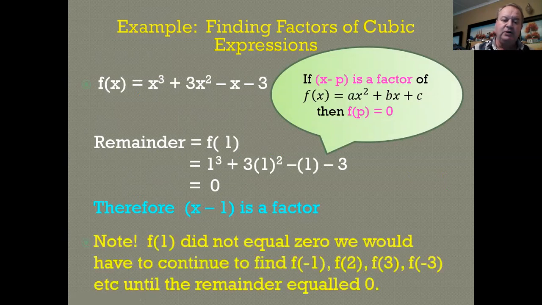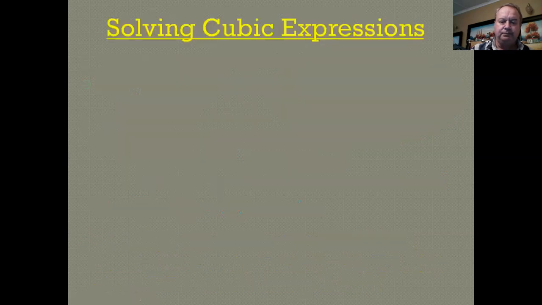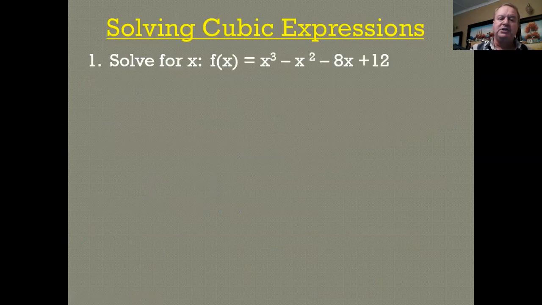Note that if 1 did not equal 0, we would have to try -1, 2, -2, 3, -3, until the remainder equaled 0. Now, solving cubic equations. Solve for x if f(x) is equal to x cubed minus x squared minus 8x plus 12.